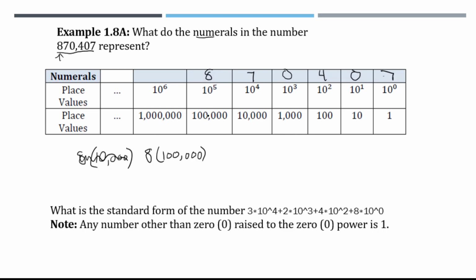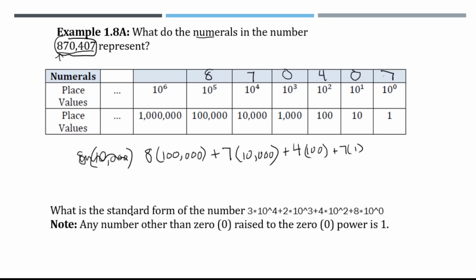So I have 8 100,000s, and the terms are put together with plus signs. 7 10,000s. And then, no sense adding 0 thousands, it's a 0, so I'm just going to skip that. Plus 4 hundreds. Plus 7 ones. So there is what each numeral represents in the number 807,407.